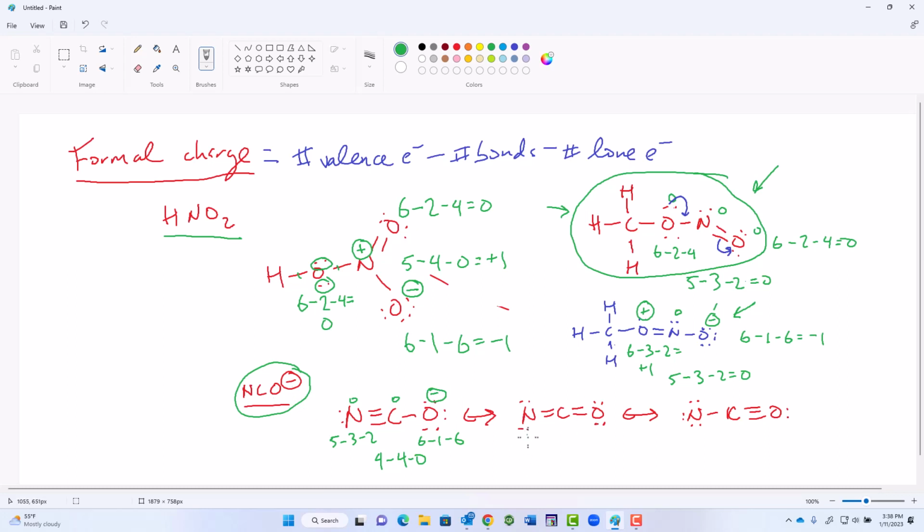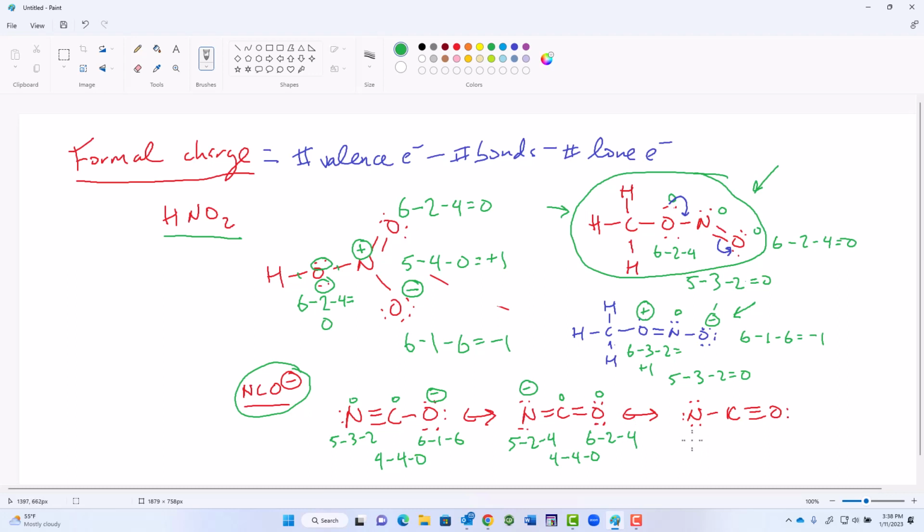Let's move on to the next structure. So we have N. It's going to be a valence of 5 minus 2 bonds minus 4. 5 minus 2 minus 4 is going to give us a charge of minus 1. For carbon, we have 4 valence electrons minus 4 bonds minus 0, which will give us a formal charge of 0. And finally, oxygen will have 6 valence electrons minus 2 bonds minus 4 lone electrons, which will give us a formal charge of 0.